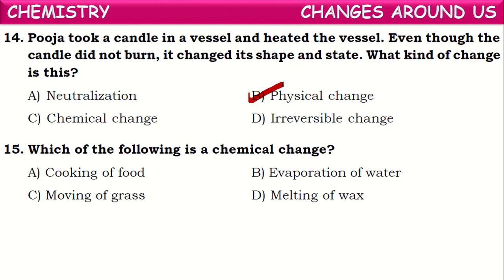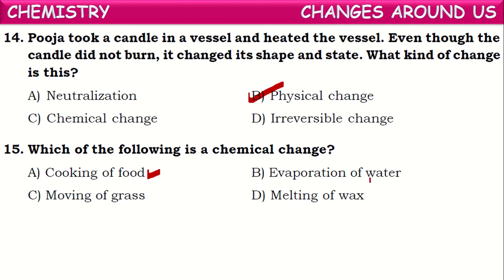Observe here certain changes are given. Identify the chemical change from this. Cooking of food. Yes, cooking of food is a chemical change because when raw food is cooked, it changes its composition and it is cooked. But from the cooked food, we cannot get back the raw food items. So it is irreversible and a chemical change.